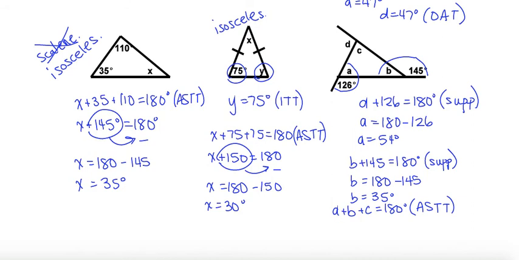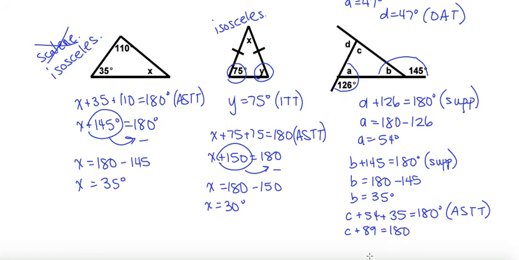So I can use that, or I can actually just substitute in what I know. So I know that C plus 54 plus 35 is equal to 180. I can do that as well. So C plus 54 plus 35, which is 89, is equal to 180. C is equal to 180 subtract 89, so C is equal to 91 degrees.